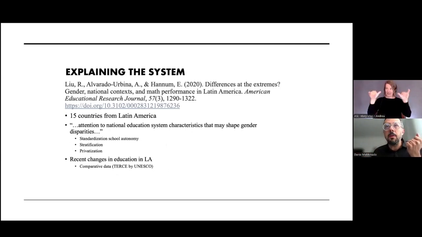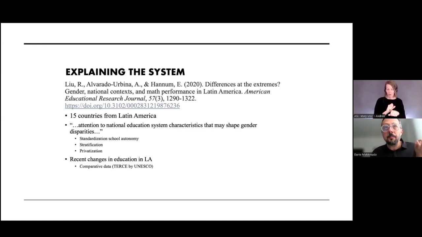This is an example of an article published in 2020 called Difference at the Extremes, Gender, National Context, and Math Performance in Latin America, that uses data from 15 countries in Latin America and attends to national education system characteristics and their relation with gender disparities. They have to take care of how to explain their system around three dimensions, which are standardization of school autonomy, stratification, and privatization. And they do this by looking at the characteristics of the national education systems about which they are working.